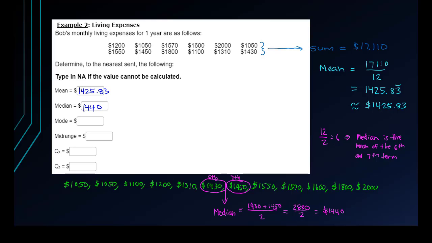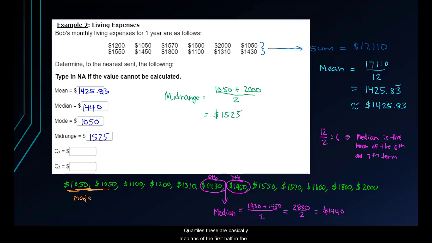The mode, there's no number that's occurring with any frequency more than 1. So there is no mode. Well, no, take that back. I just noticed it now. 1050 is occurring twice. That is the mode. The mid-range, I'm going to average the maximum and minimum, which is going to be 1050 plus 2000 divided by 2, which is 1525.